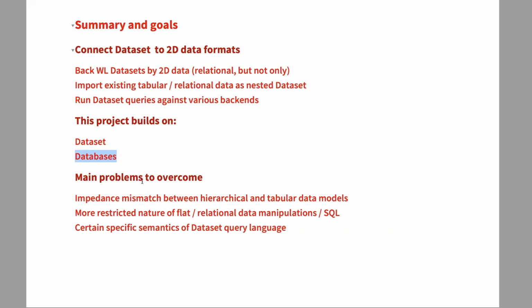And so the main problems to overcome when we go along this path are listed here. The biggest one is probably the impedance mismatch between hierarchical and tabular data models. But then there are others, like certain restrictions of what SQL or relational data or flat data backends can do, and dataset has a very rich query language because it essentially allows you to use the entire Wolfram language to do the queries. So not all dataset capabilities we will be able to support, and that's clear from the start.